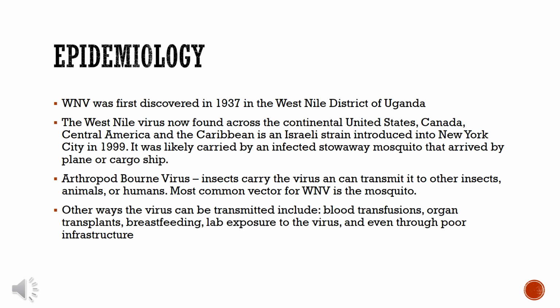The West Nile virus is an arthropod-borne virus, which means that insects carry the virus and can transmit it to other insects, animals, or even humans. The most common vector for the West Nile virus is the mosquito. Other ways the virus can be transmitted include blood transfusions, organ transplants, breastfeeding, lab exposure to the virus, or even poor infrastructure.